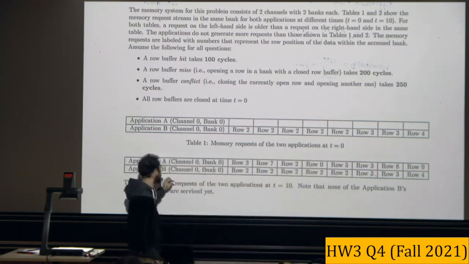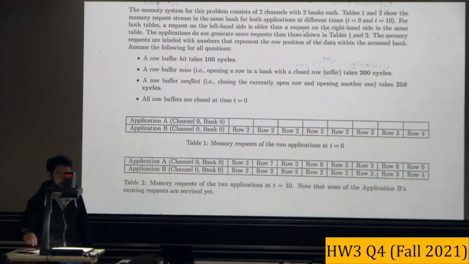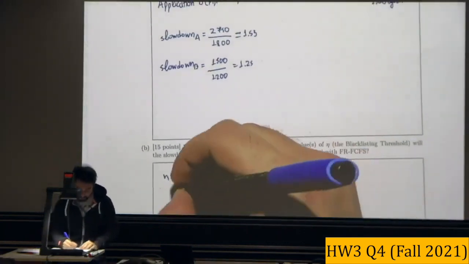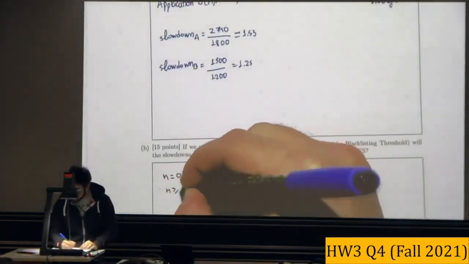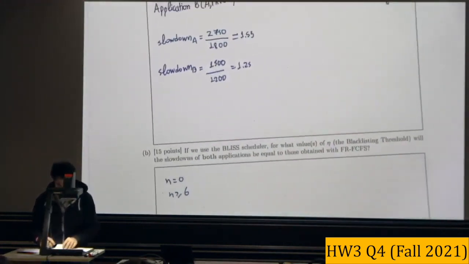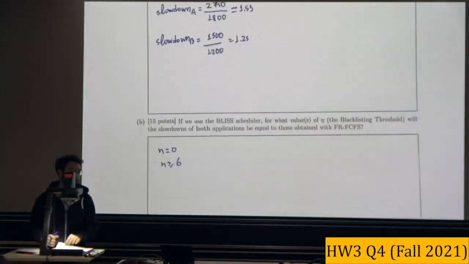In this case, none of the applications will be blacklisted if we have n greater or equal than 6. If we have n less than 6, then B will be blacklisted and we will not have the same slowdown. So in this case, we have two options: n equals 0 or n greater than or equal to 6. Is that clear to everyone?